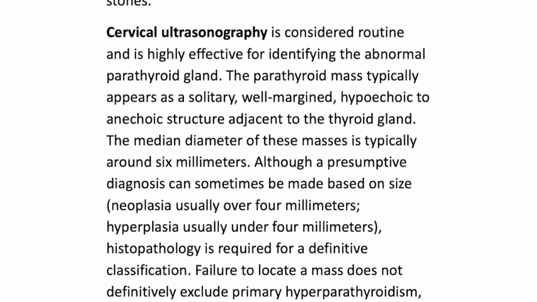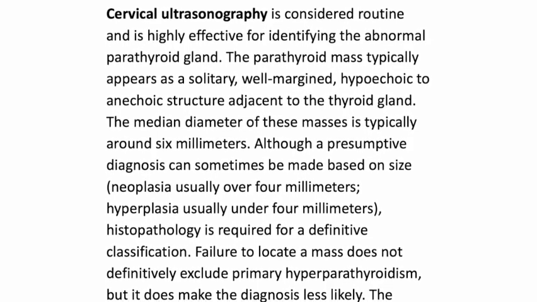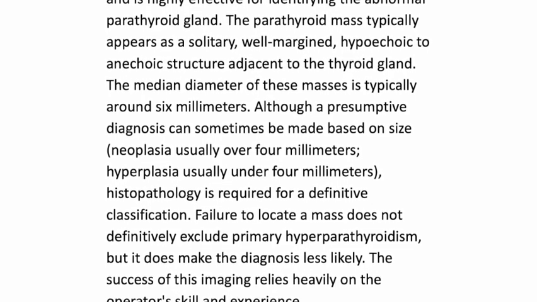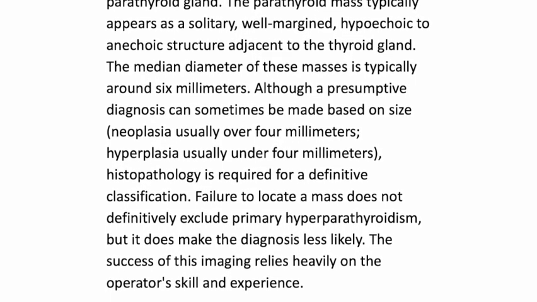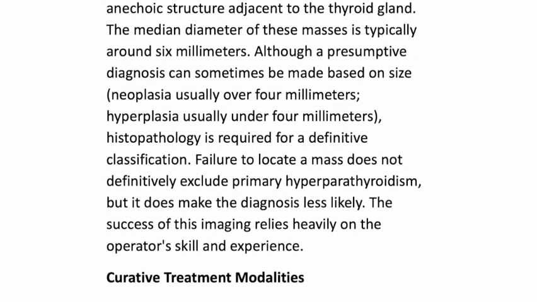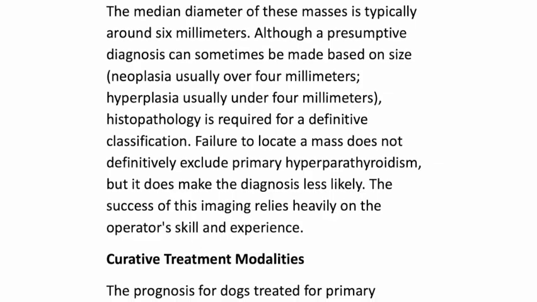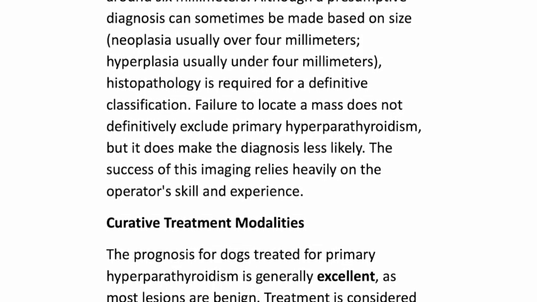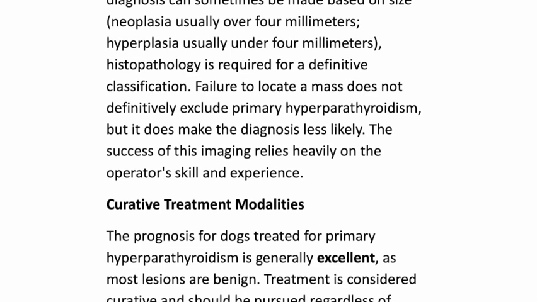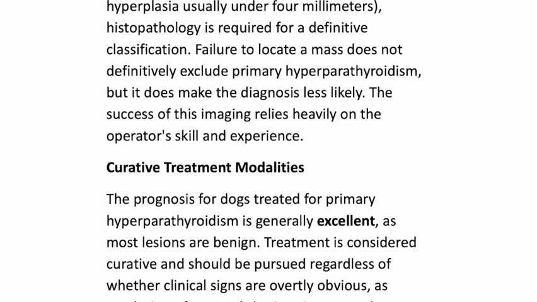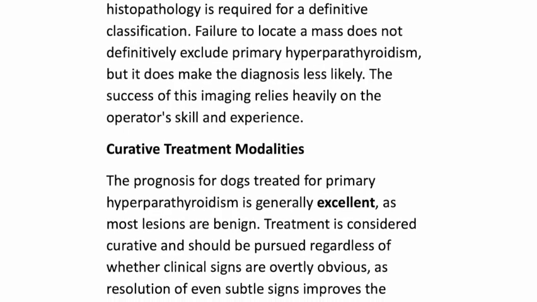The median diameter of these masses is typically around 6 millimeters. Although a presumptive diagnosis can sometimes be made based on size, neoplasia usually over 4 millimeters, hyperplasia usually under 4 millimeters, histopathology is required for a definitive classification. Failure to locate a mass does not definitively exclude primary hyperparathyroidism, but it does make the diagnosis less likely. The success of this imaging relies heavily on the operator's skill and experience.